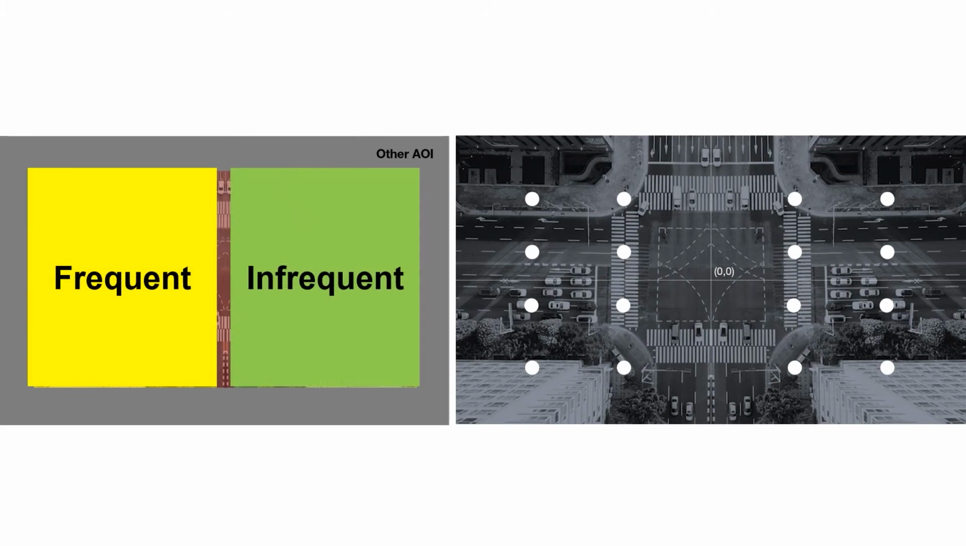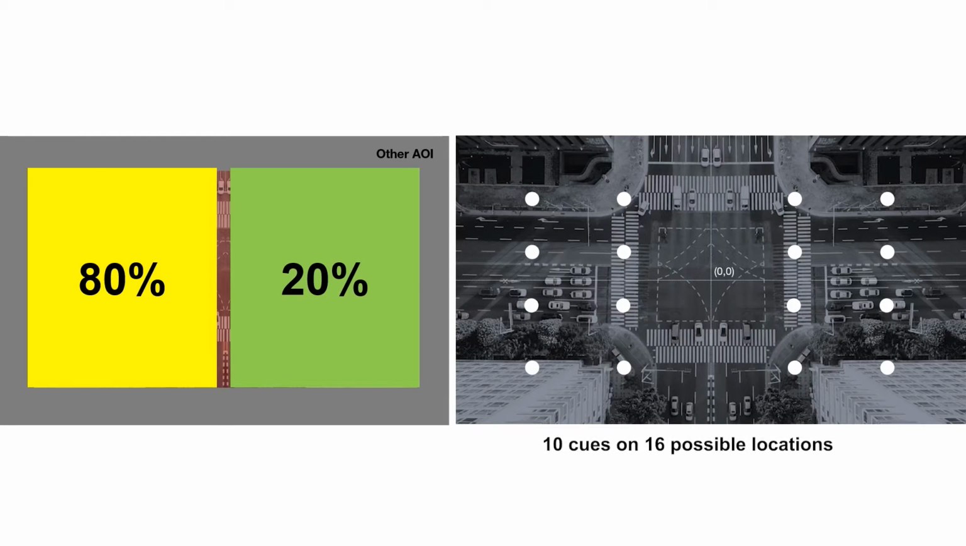They were categorized into frequent and infrequent AOIs according to their cue frequency distribution for analysis. The frequent area displayed 80% of the total cue presentation, and the infrequent area 20%. The cue display locations were set on 16 coordinates and were randomly distributed every trial.